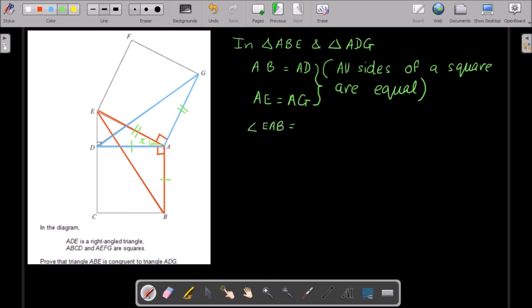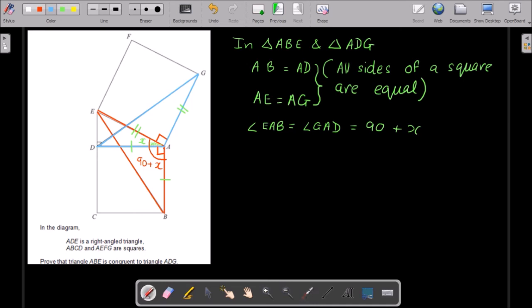And then the last one is angle EAB is equal to angle GAD is equal to 90 plus X. I don't need to write a reason for that, that is my reason. That's EAD, so it's the 90 degree angle here plus the X. Let me show that to you in red on the diagram. It would be this, so it's 90 plus X.